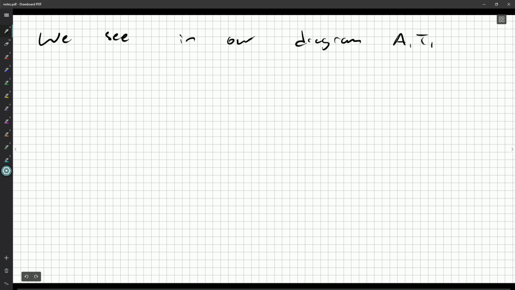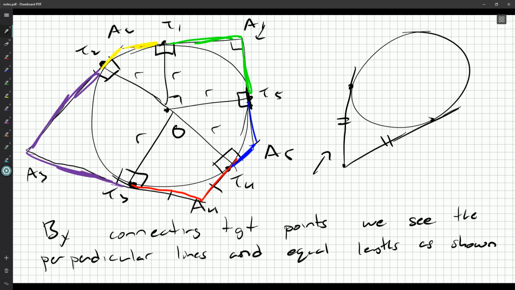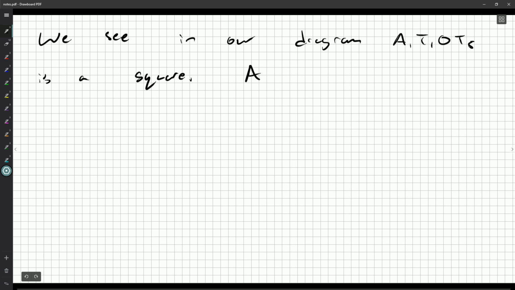So you could say, we see in our diagram A1, T1, O, T5 is a square. Now, I've got this r here and this r here, all well and good. We should probably point that out. So A1T1 and T5A1 are all equal to r.